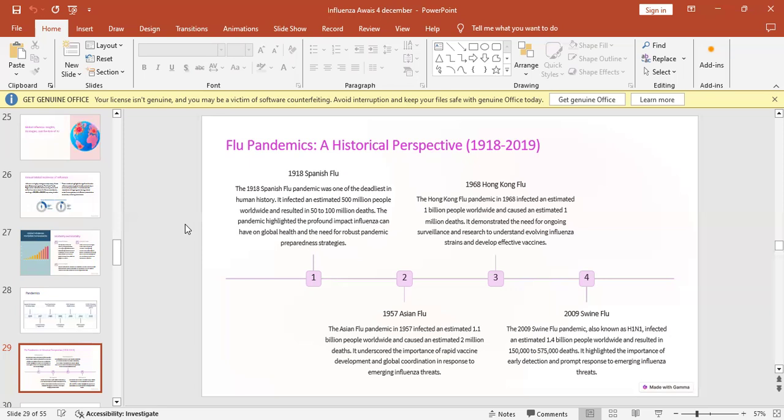The fourth one is 2009, called the swine flu. In 2009, the swine flu pandemic, also known as H1N1, infected an estimated 1.4 billion people worldwide and resulted in 150,000 to 575,000 deaths. It highlighted the importance of early detection and prompt response to emerging influenza threats.